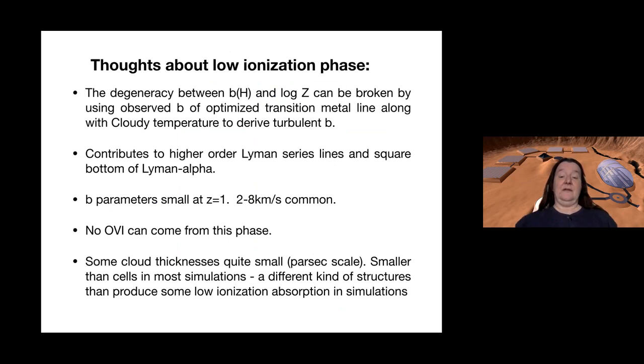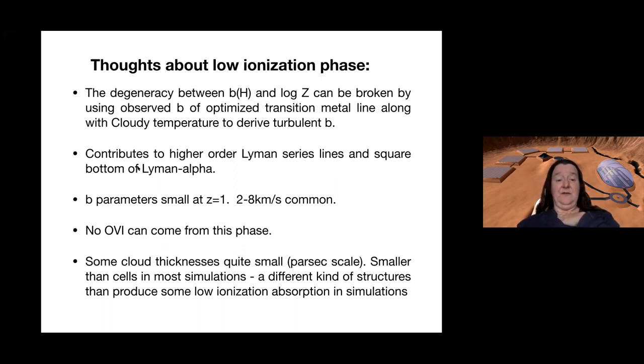So the thoughts about the low ionization phase from just looking at these examples: the degeneracy between the Doppler parameter and the metallicity can be broken using the metal lines to figure out more about how broad these lines really are. And this is very important in cases where we might just have access to Lyman alpha and Lyman beta in the spectrum. We can still do something even with Lyman alpha and Lyman beta, and there are ways of testing that, of course.